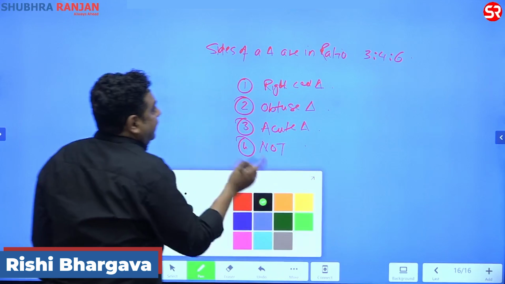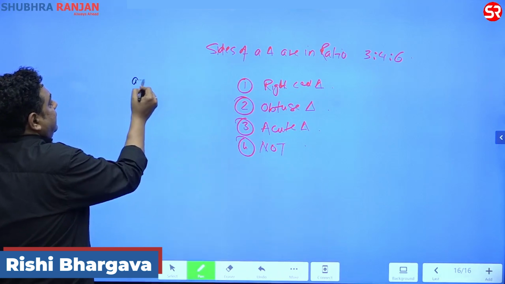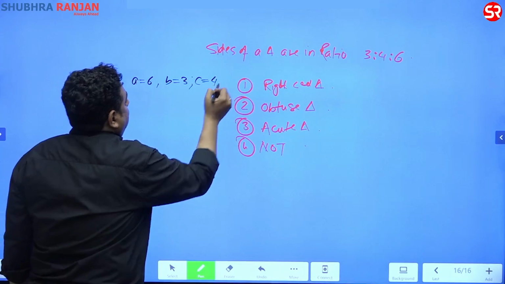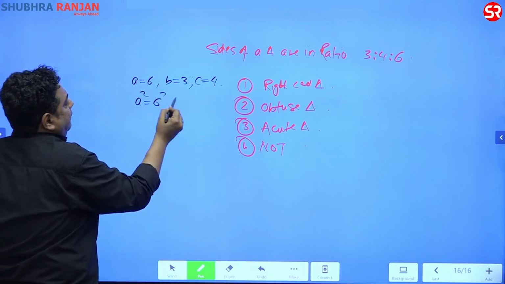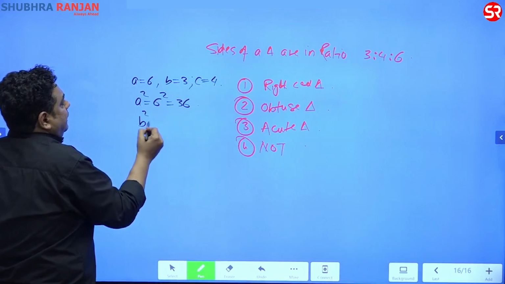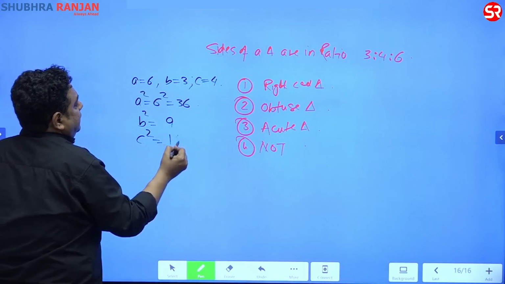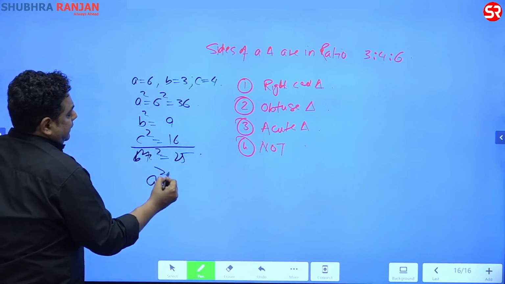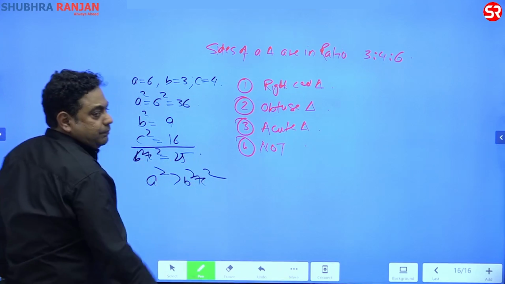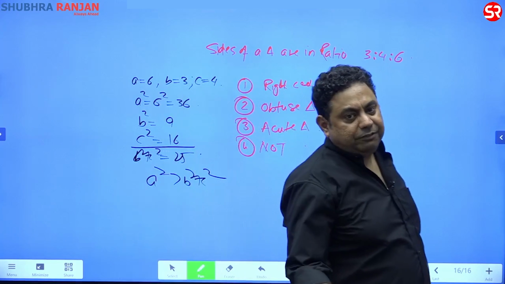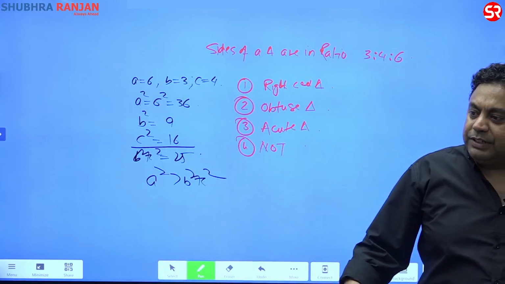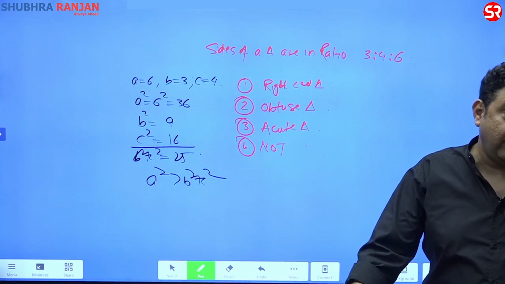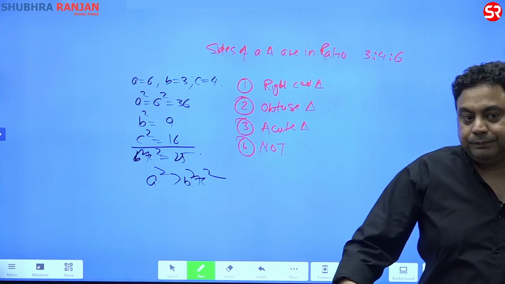Obviously, it is obtuse. Why? Take A as 6, the bigger side, B as 3, and C as 4. What is A square? 6 square, which is 36. What is B square? 9. What is C square? 16. B square plus C square is 25. A square is greater than B square plus C square. 36 is greater than 25. It's an obtuse angle triangle. See, the assumption was A is 6, the largest side. This is important.